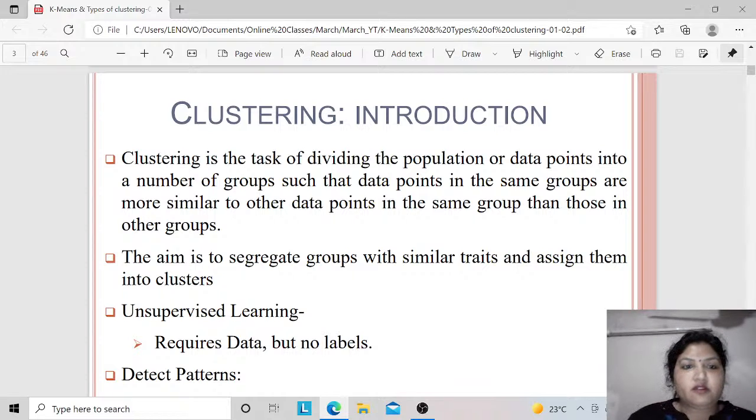Good evening, everyone. Today we are going to discuss the clustering algorithm, that is K-means.